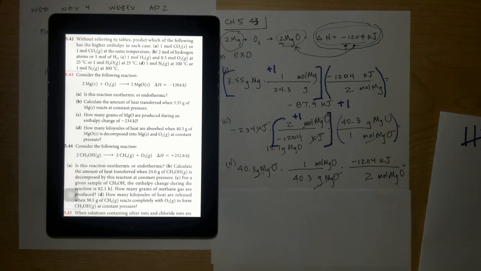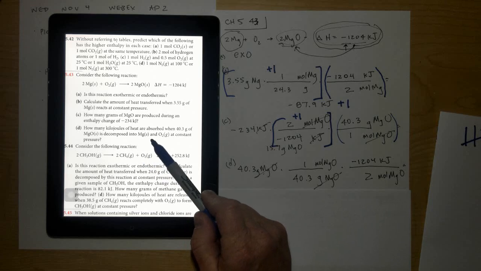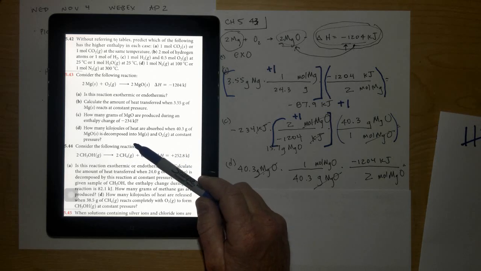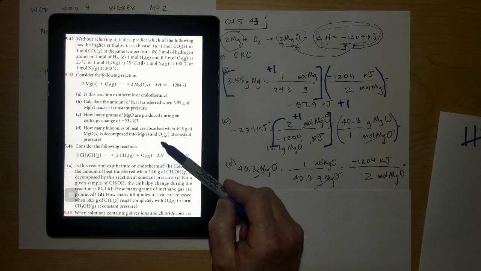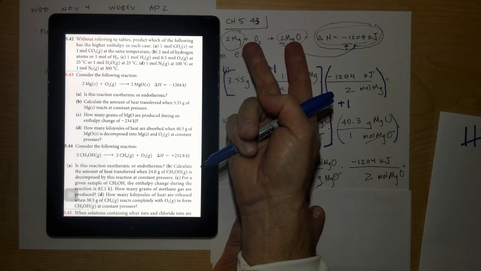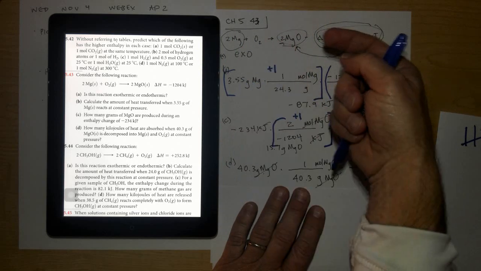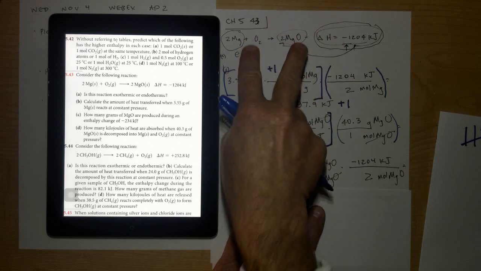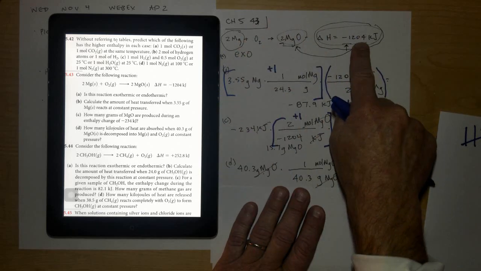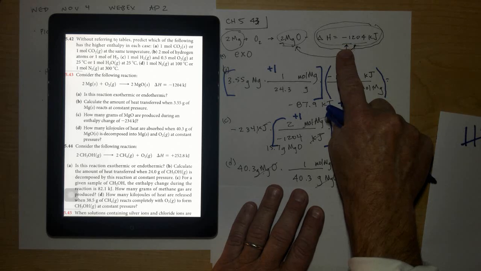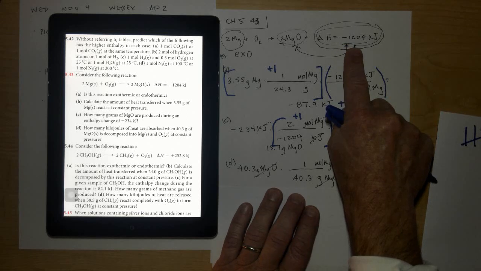Last part of 43: how many kilojoules of heat are absorbed when 40.3 grams of MgO is decomposed into Mg plus O2? So now it's actually taking this reaction and flipping it around. And so it's going to be MgO going this way to make O2 and Mg. So notice that's the backwards. And when you have a reverse of the reaction, remember you're going to change the sign to positive 1204.